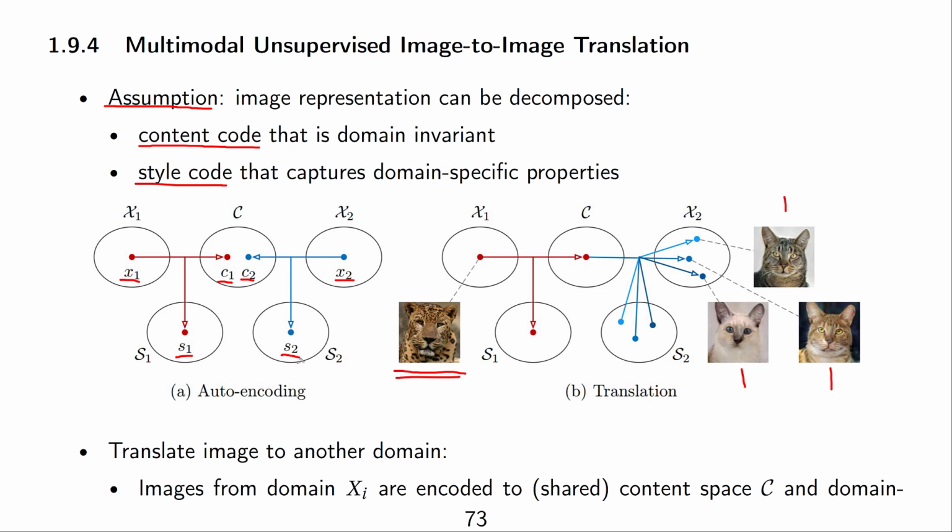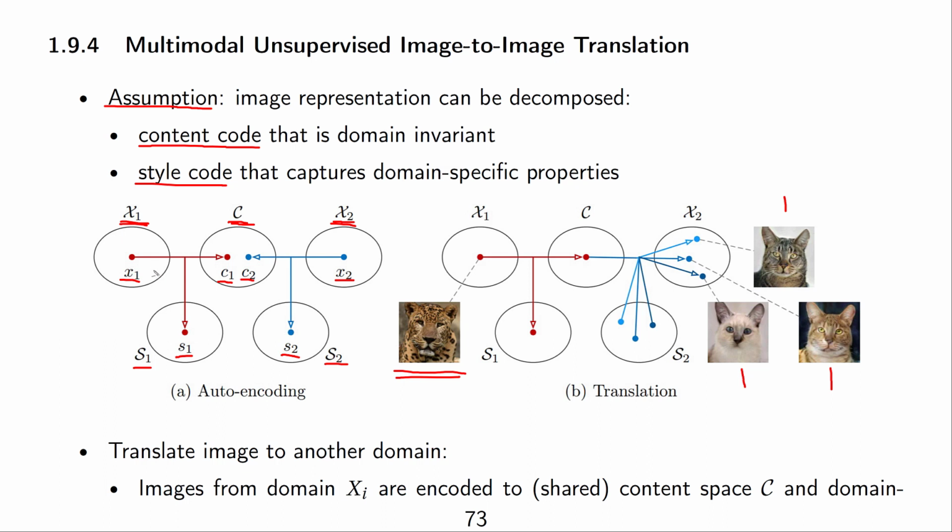So since this is the assumption that content codes are domain invariant, we see that the content space C is shared for both, let's call it image spaces of images, let's say wildcats, and then here we have another space of image of house cats. So the content space is shared that these images are embedded to, but then the style spaces, so S1 is the style space for wildcats and S2 is the style space for house cats. This is not shared.